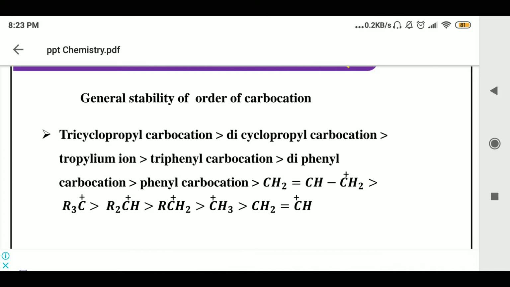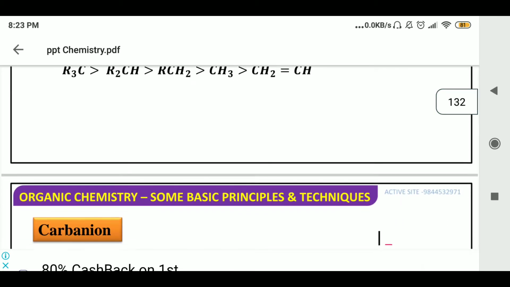I am not going into detail regarding the stability. This is just you have to mug up and you have to learn.